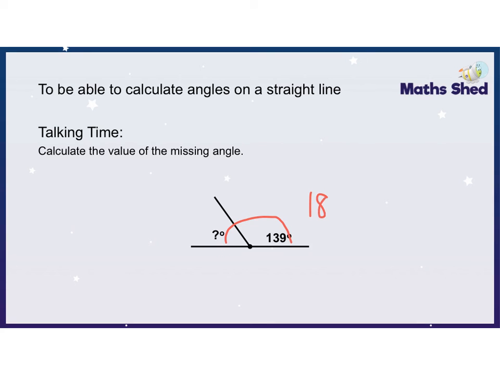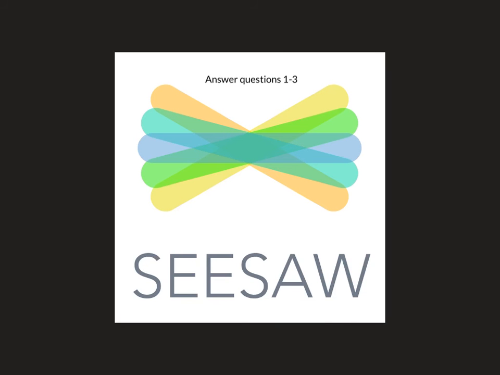Again, same thing, missing angle. Angles on a straight line add up to 180. This angle is 139. So in order to work out this one, we're going to have to do 180 take away 139, and that would leave us with 41 degrees. So I want you to try and complete questions 1 to 3 on Seesaw.